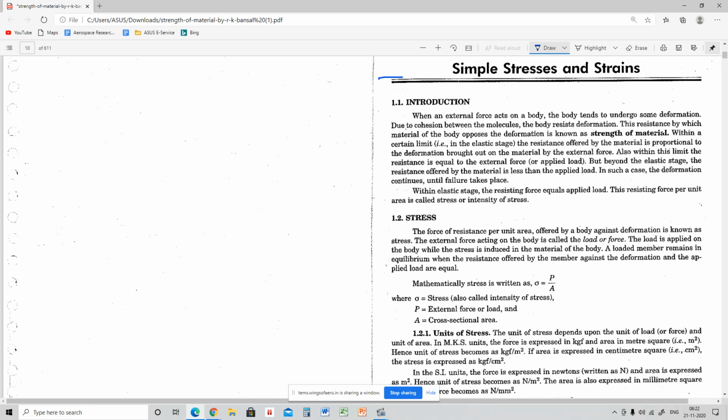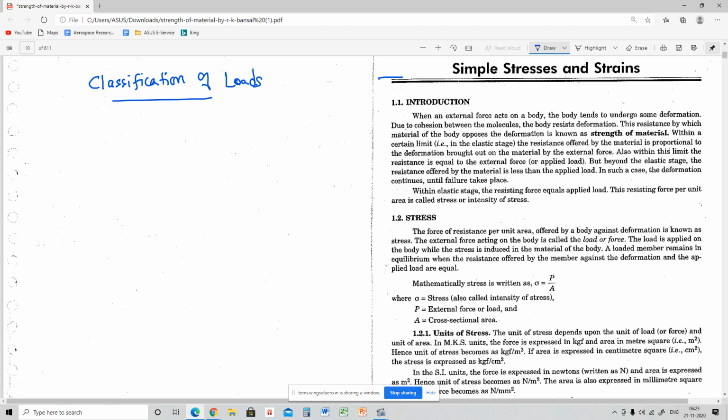So today we are going to see the very first topic of this GATE, the structures topic. Stress and strain. Before moving to stress and strain, you should know the basic classification of loads. So the basic classification of loads can be classified into two different loads.